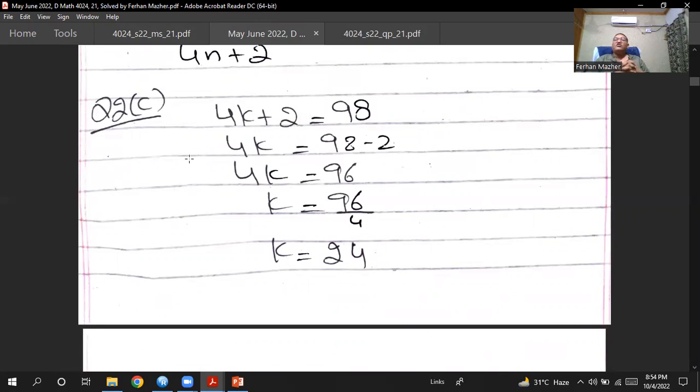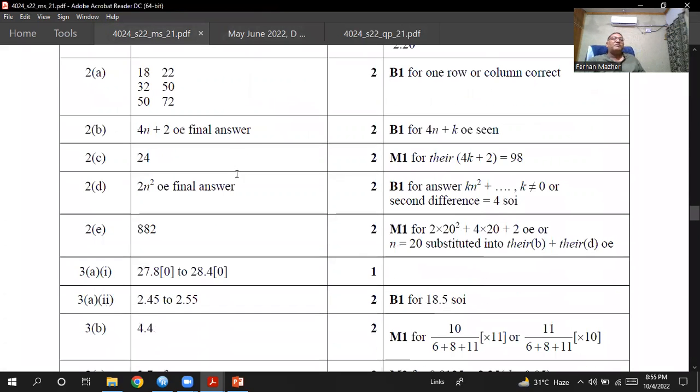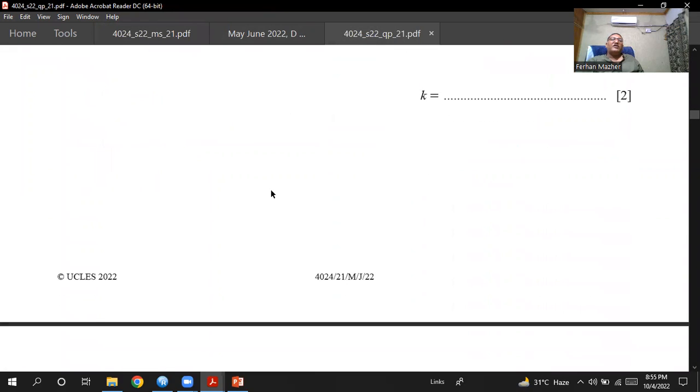So 4k will be equal to 98 minus 2. 4k will be equal to 96. So k will be equal to 96 divided by 4, and k will be 24. So this is the 24th pattern. It is the 24th pattern. So our answer is right. Okay, so we are going to the next part.